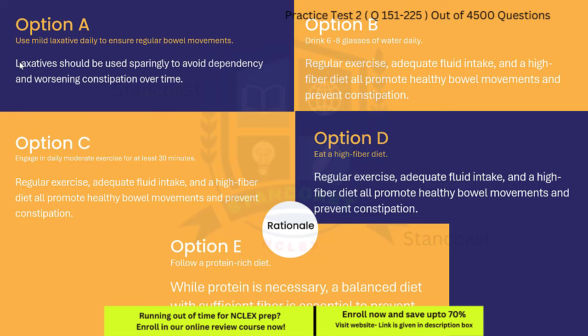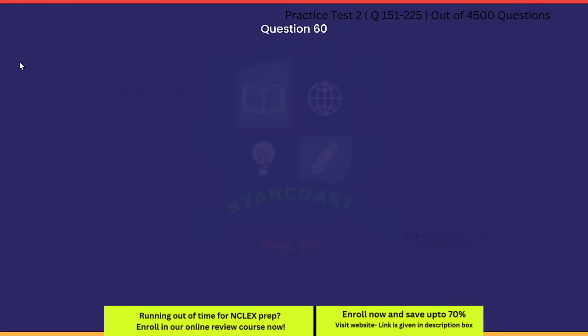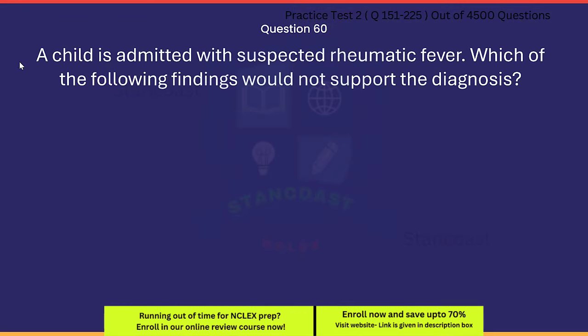Laxatives should be used sparingly to avoid dependency, and a balanced diet with sufficient fiber is essential. Next question. A child is admitted with suspected rheumatic fever. Which of the following findings would not support the diagnosis?